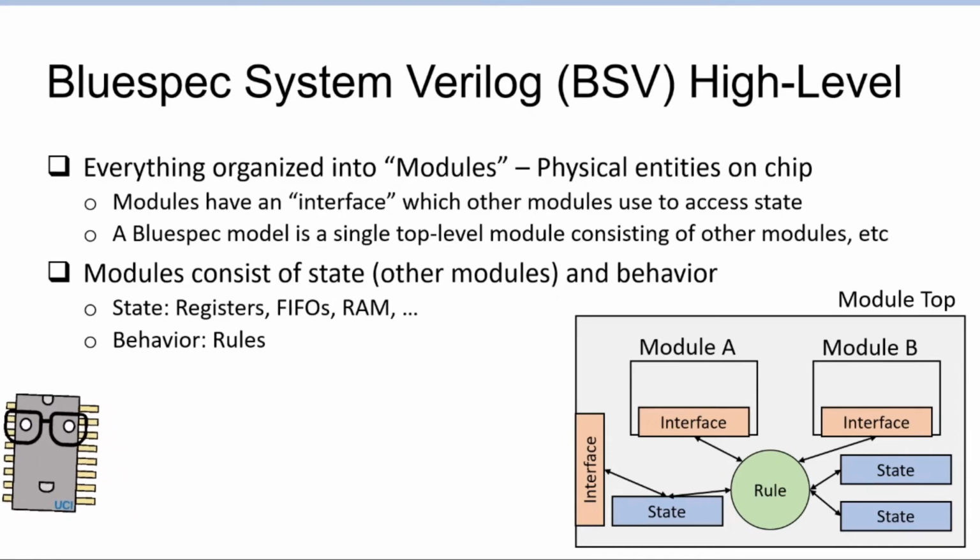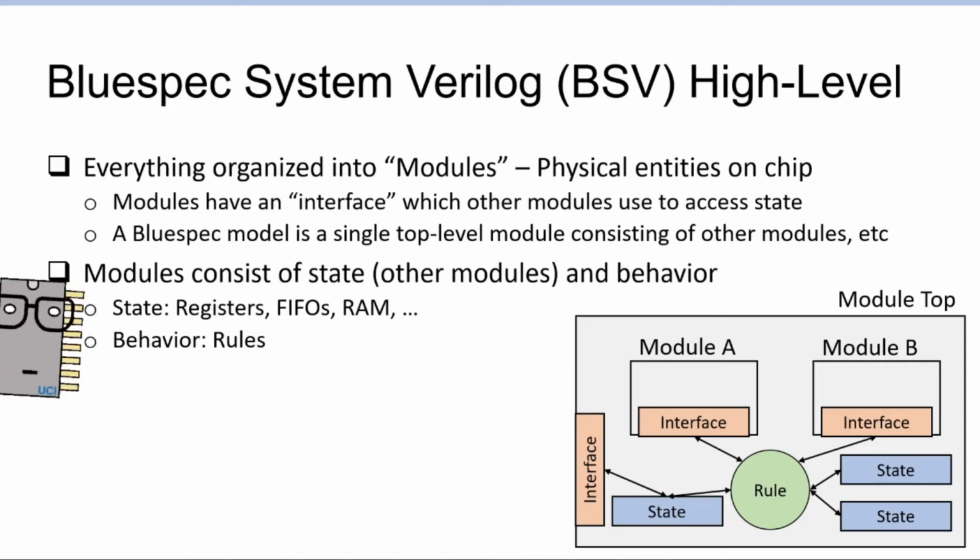So in Bluespec, everything is organized into modules. Modules are physical entities on chip, which occupy things like LUTs, CLBs, things like that. Modules have an interface, kind of like imagine the class methods in C and C++. Modules have an interface which other modules can use to access them.